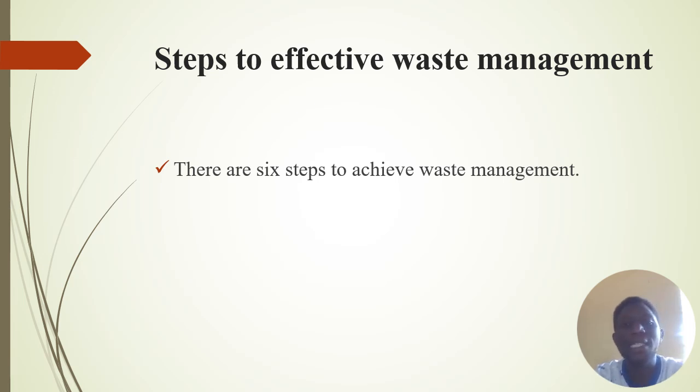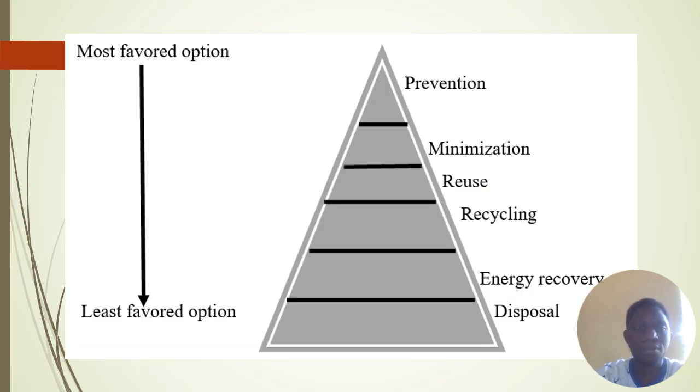Let's talk about the different steps of effective waste management. There are 6 steps to achieve waste management. This diagram, this sketch, shows the most favored option and the least favored option. It means the first that you have to choose are those written in this direction. And then these are the 6 steps of waste management.